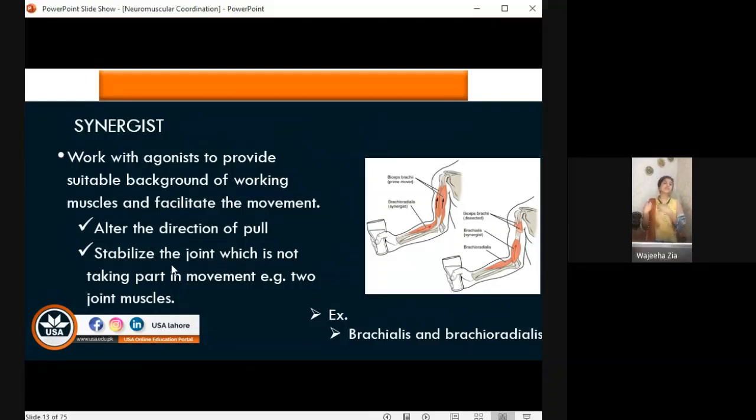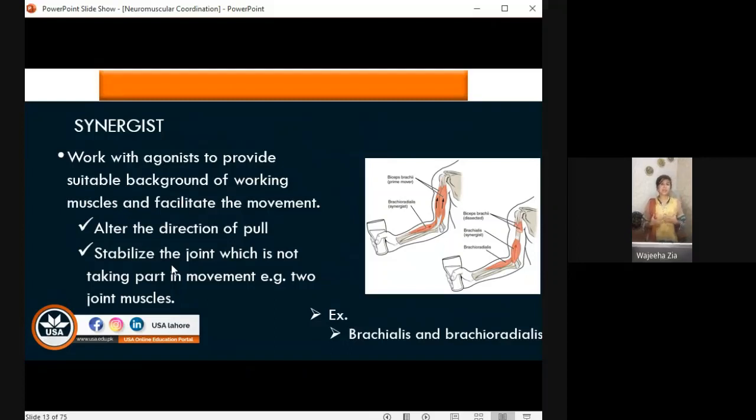What will they do? They will fixate the proximal joint or the distal joint. Or you can also say that these muscles change the direction of the pull or can stabilize the joint in case the agonist is the two joint muscle. So synergists do not directly take part in the movement, but they will help to improve the efficiency of the agonist. So in this diagram, you can see the example of the elbow flexion.